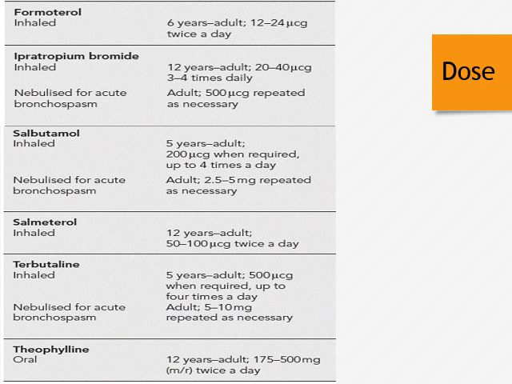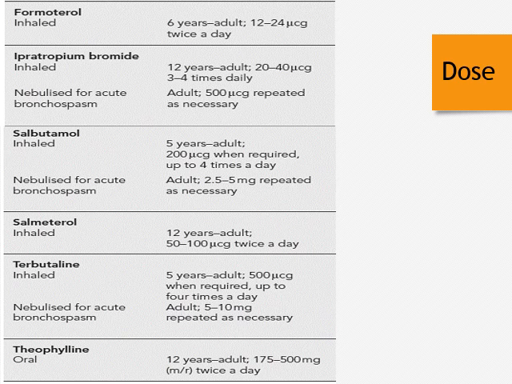While in nebulized form for acute bronchospasm, it can be given to adults at a dose of 500 microgram repeated as necessary. Salbutamol can be given in inhaled form in the age group of 5 years to adults in the dose of 200 microgram when required, up to 4 times a day. While nebulized form for acute bronchospasm can be given to adults in the dose of 2.5 to 5 milligram repeated as necessary.